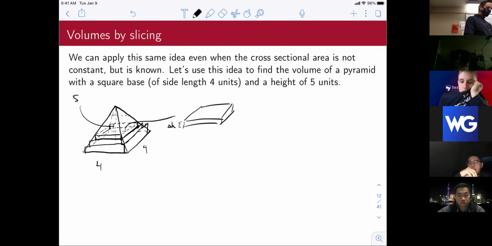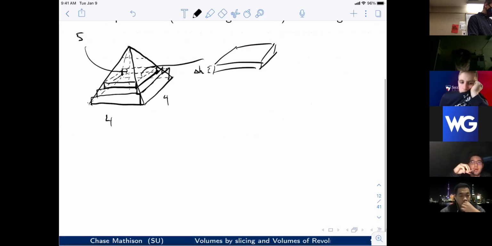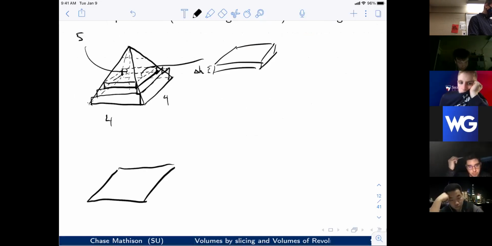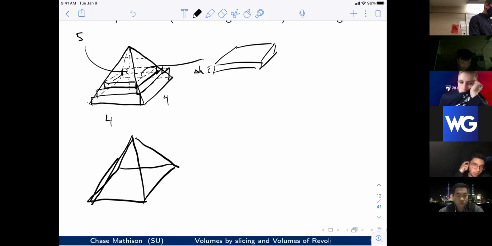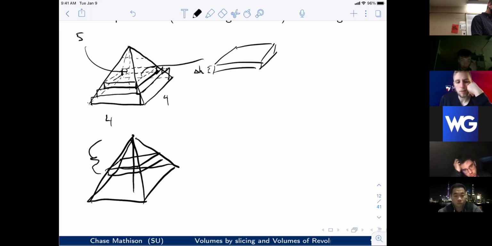So I'm going to look at this pyramid again, a little simplified, so that we can really see what's happening. There's that drawing there. So we're looking at this slice here that we'll say is a length of H from the top.